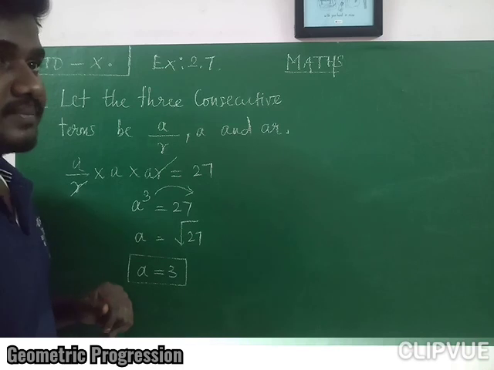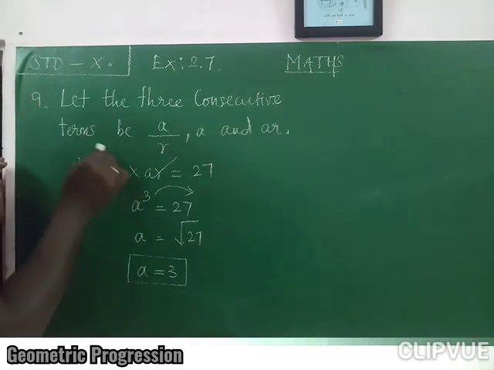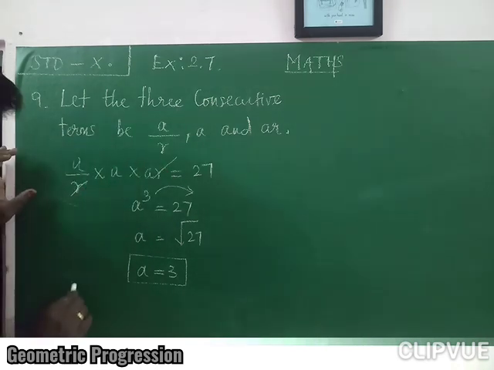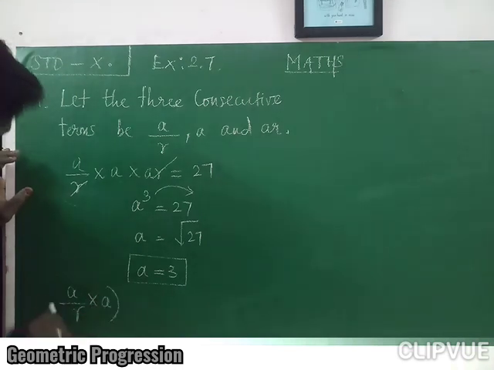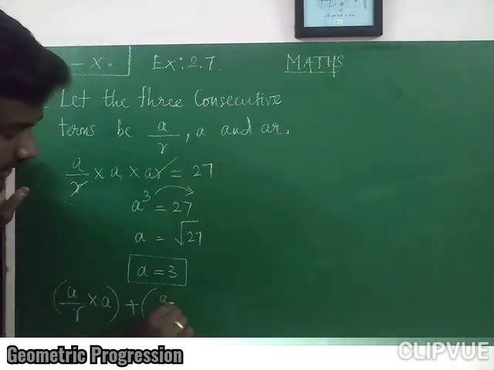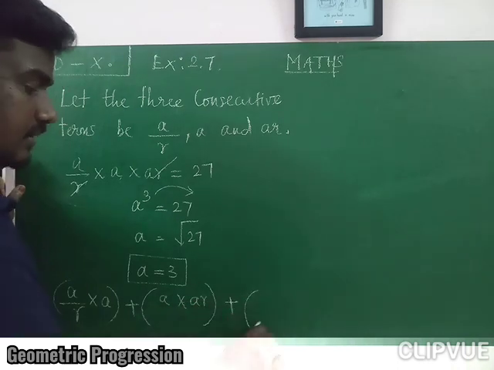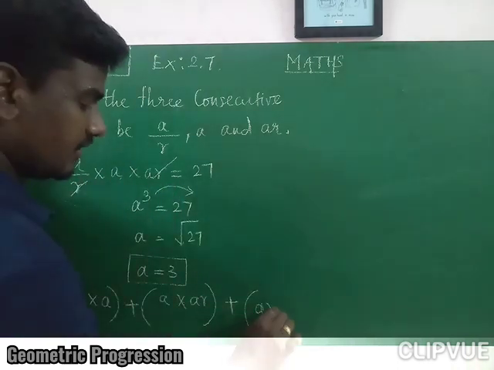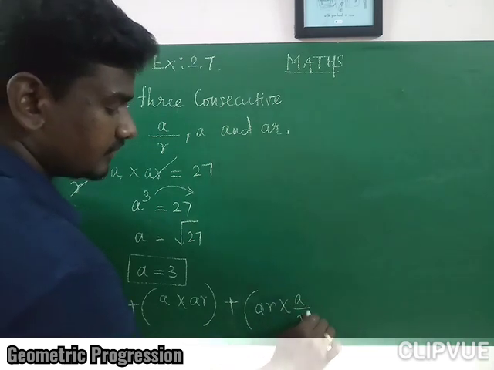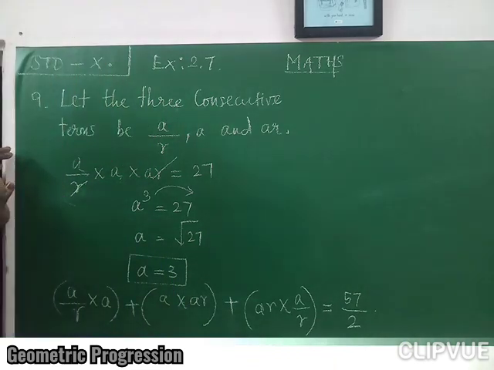The second condition is the sum of the products of the two terms at a time. So how can we take it? This is the first term, second term, third term. The product of the first and second: a by r into a, plus the second and third term product: a into ar, plus the third and first term: ar into a by r, is equal to 57 by 2. This is the second condition.